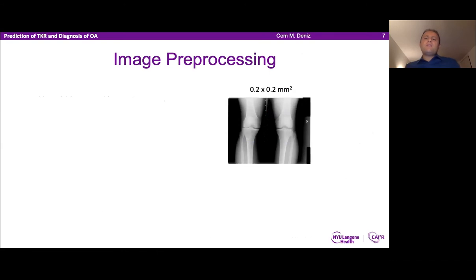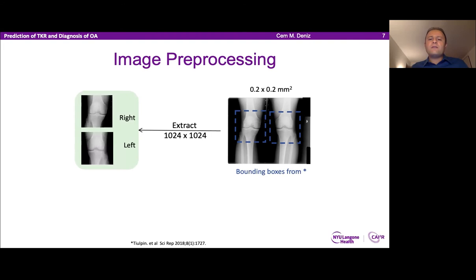So images come in different resolutions and different sizes. The first thing in image preprocessing we used was to bring the resolution to the same. So we use 0.2 by 0.2 millimeter square resolution. And using the bounding box information from another study, we extracted left and right knees with a size of 1024 by 1024. So this processing step was done for all the cohort of 728 subjects.